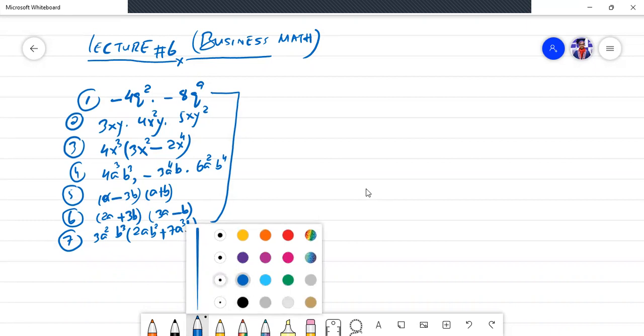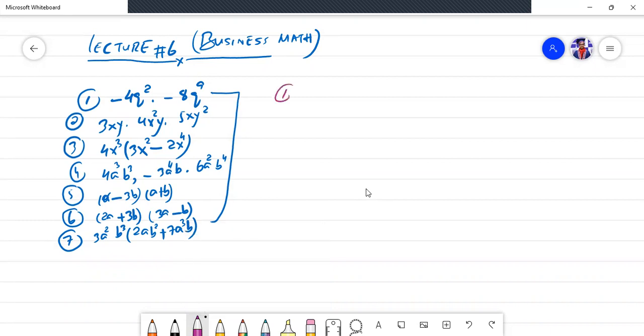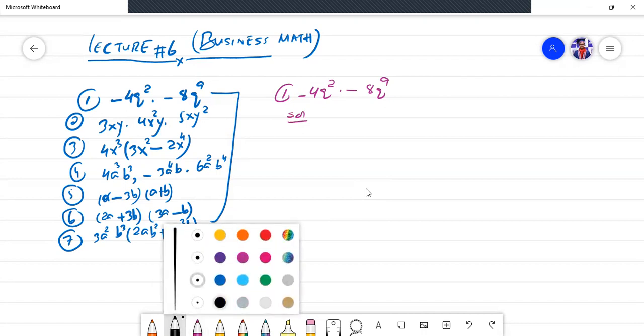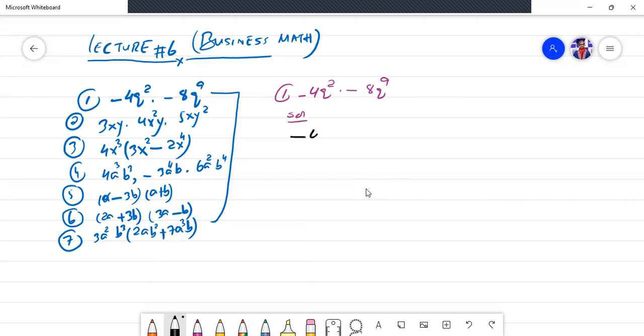Let me change the colors. This is the first question. This is the first problem: minus 4q raised to power 2 times minus 8q raised to power 9. Okay, so now we will solve it here. Minus 4q raised to power 2 times minus 8q raised to power 9.